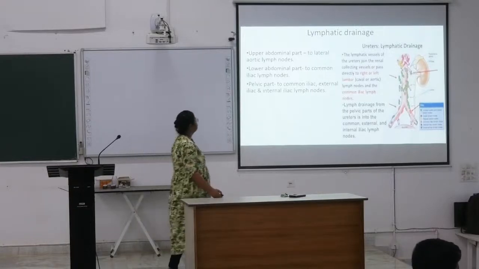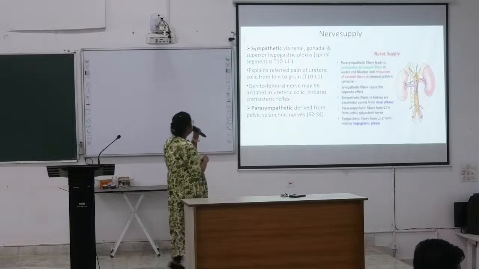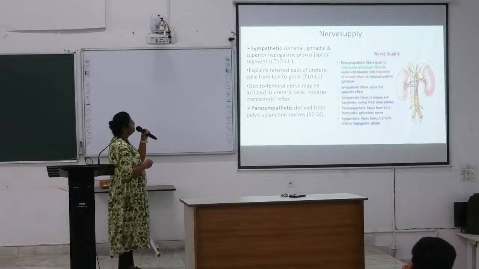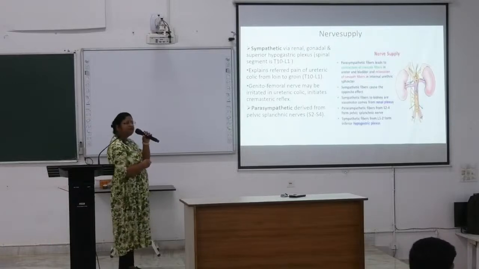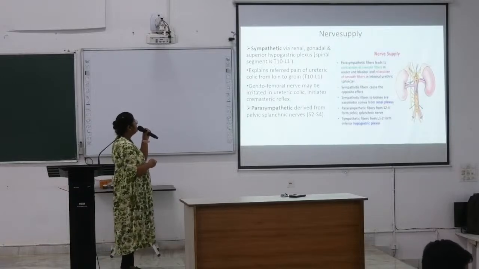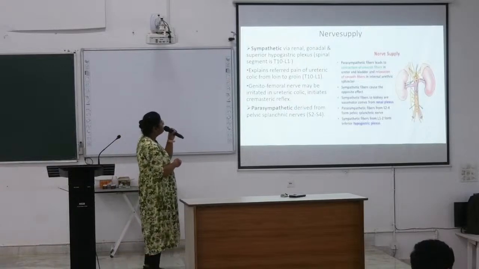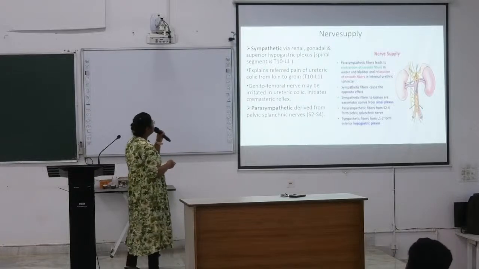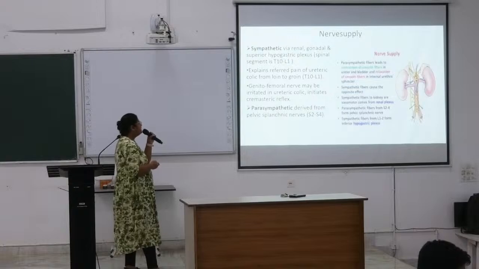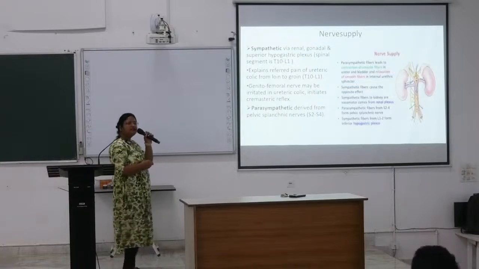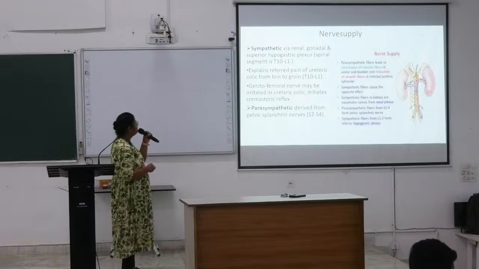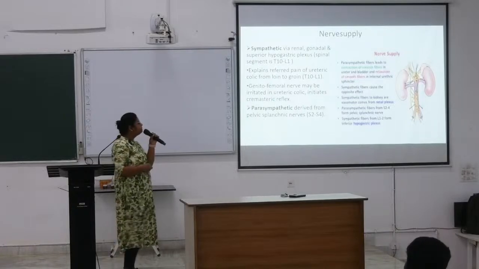Next, nerve supply, sympathetic and parasympathetic. Sympathetic via renal, gonadal, superior hypogastric plexus. Spinal segment is T10 to L1 and explains referred pain of ureteric colic from loin to the groin. And genitofemoral nerve may be irritated in ureteric colic, initiates the cremasteric reflex. And parasympathetic derived from pelvic splanchnic nerve, that is S2 to S4 roots.